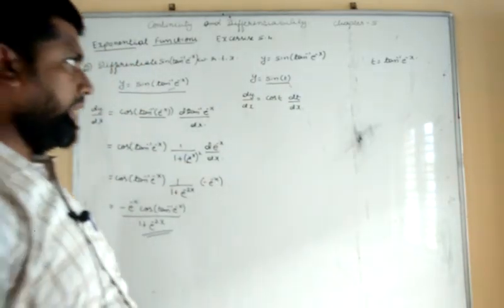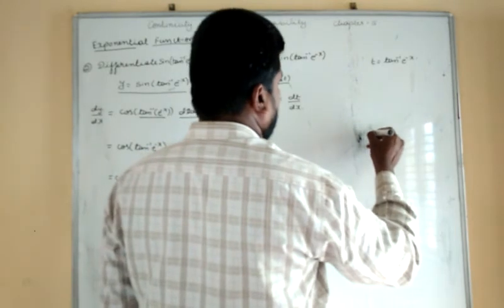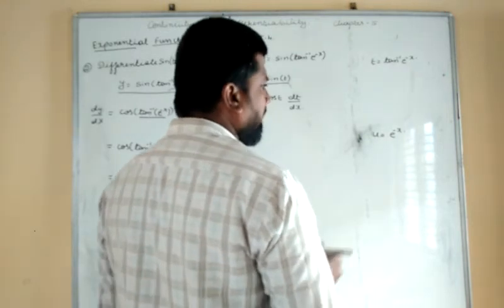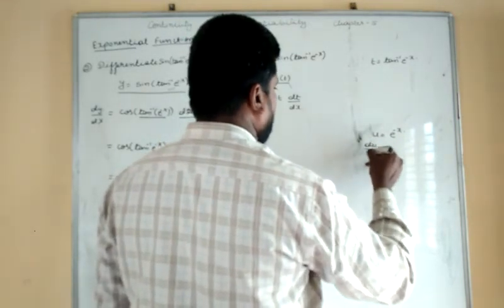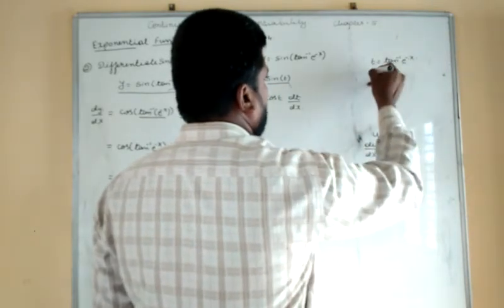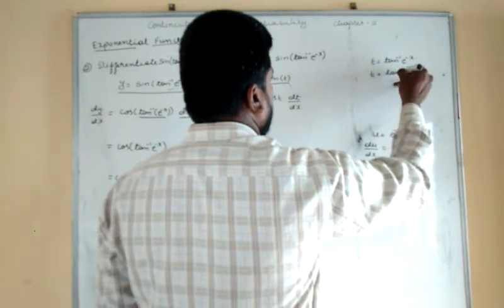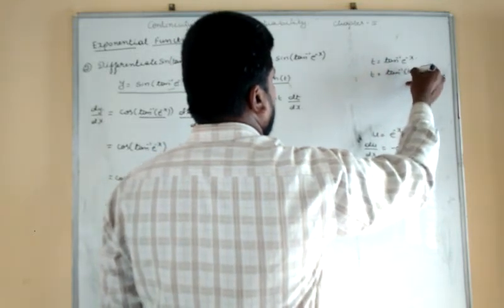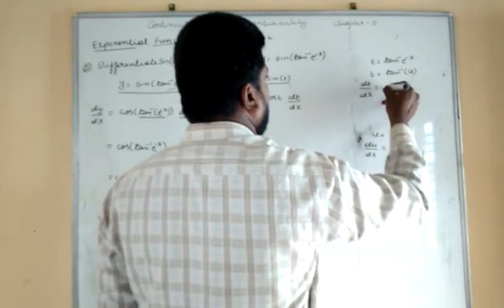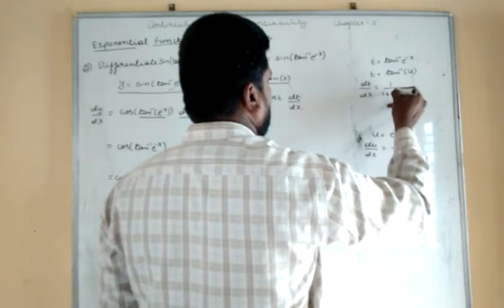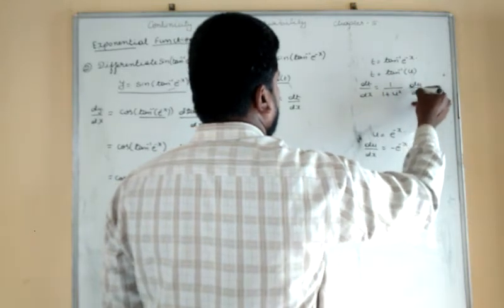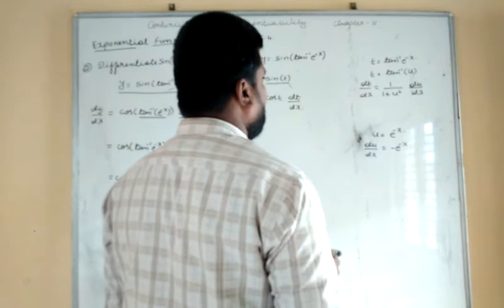Here, let u be e to the power of minus x. Let us take differentiation of u with respect to x, which is equal to minus e to the power of minus x. So t is equal to tan inverse of u. Differentiation of t with respect to x is equal to tan inverse x differentiation, 1 by 1 plus x square, meaning here u square, into differentiation of u with respect to x. So we got this one.